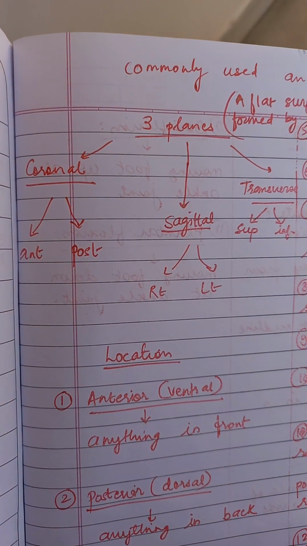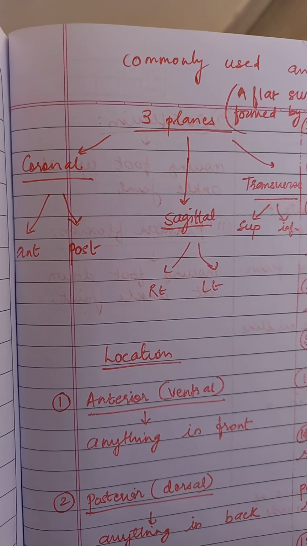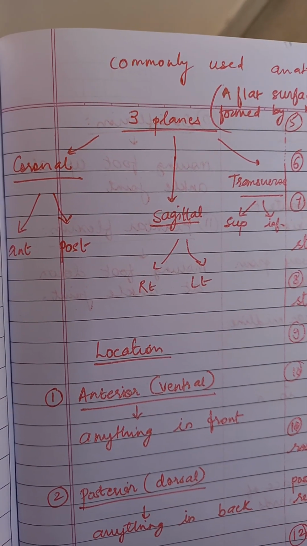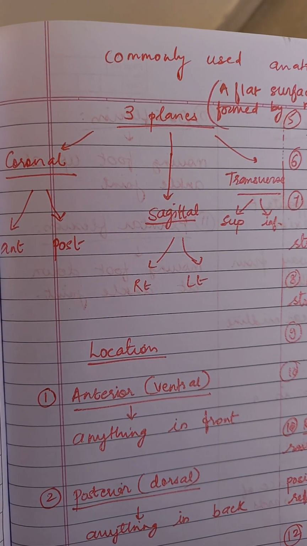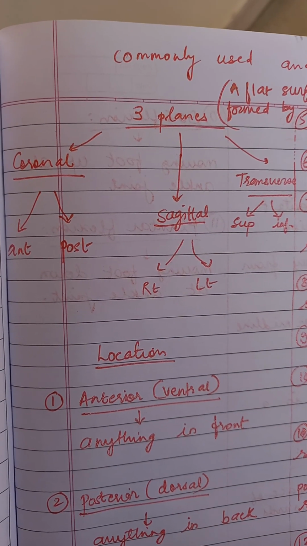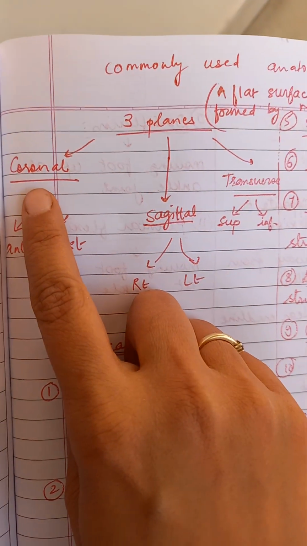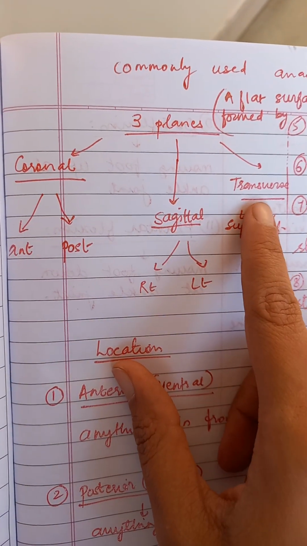Today we shall see some commonly used terms in anatomy. First of all, what is a plane? A plane is a flat surface formed by a real or imaginary cut in the body. So there are three planes: coronal plane, sagittal plane, and transverse plane.